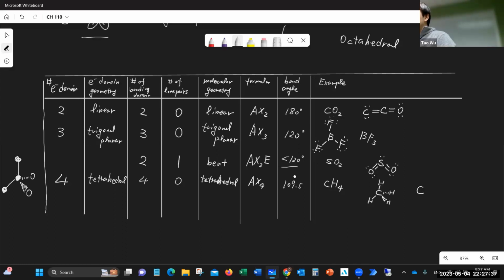If you're talking about CCl4, it does the same thing. CCl4 means this one has 4 chlorines. It also has 4 bonds. So this is going to be tetrahedral.